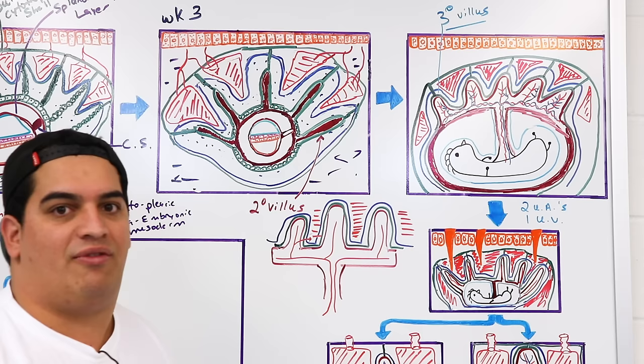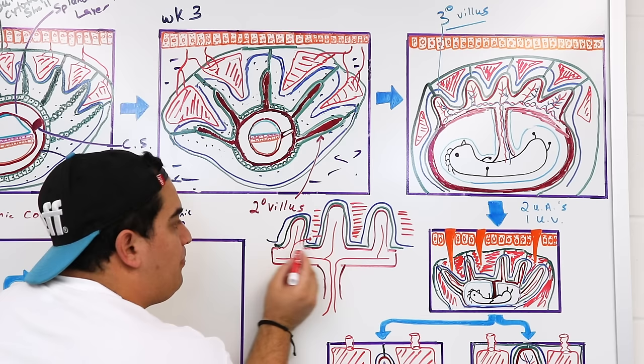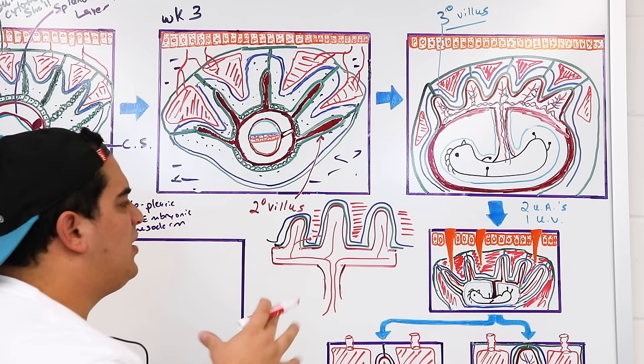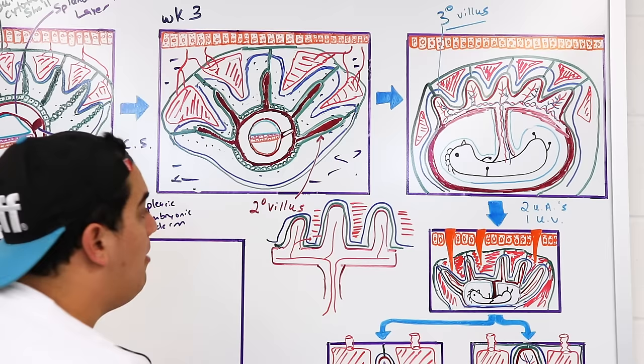But this is what's so cool. So when we talk about by the end of week three, getting ready to go into week four, what do we have? This is our tertiary villus. This is the exchange system. And it's like this until about week 20. All that happens at week 20, and we'll talk about that, is your cytotrophoblastic layer regresses, it breaks down. That's all that happens.